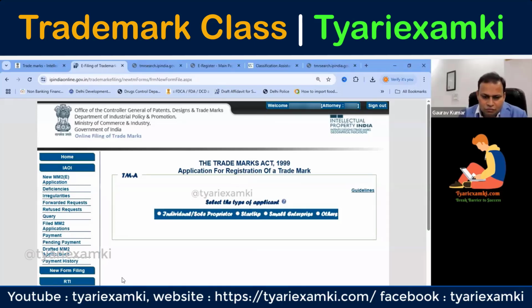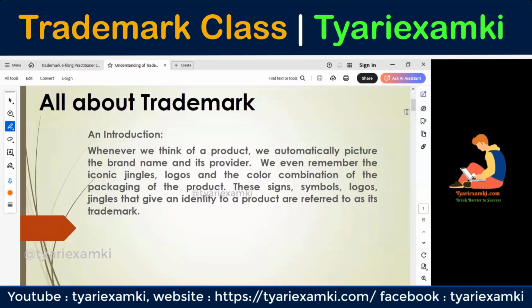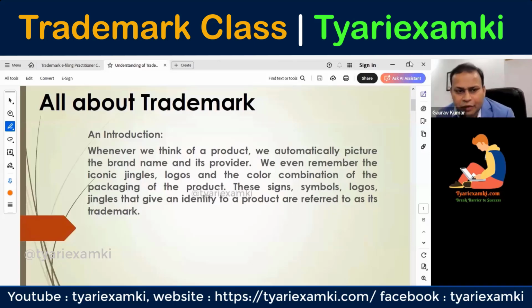Okay. Now, let us move to our understanding of the trademark. Now, the first thing is that what is trademark? All about trademark. So it is an introduction. Whenever we think of a product, we automatically picture the brand name and its provider. We even remember the iconic jingles, logos, and the color combination of the packaging of the product. These signs, symbols, logos, and jingles that give an identity to a product are referred to as its trademark.